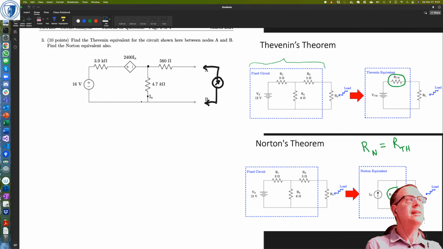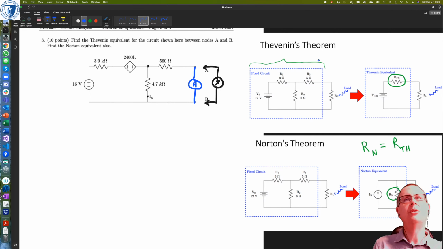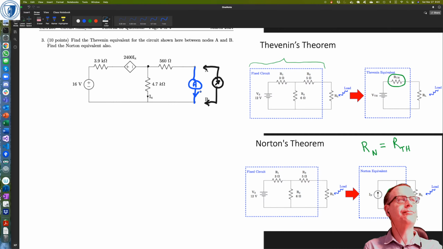And then the other piece is the short circuit current approach, or the short circuit current, and there you need to pretend you've connected an ammeter here, and you want to know what that current is. Okay, so it's the short circuit current.